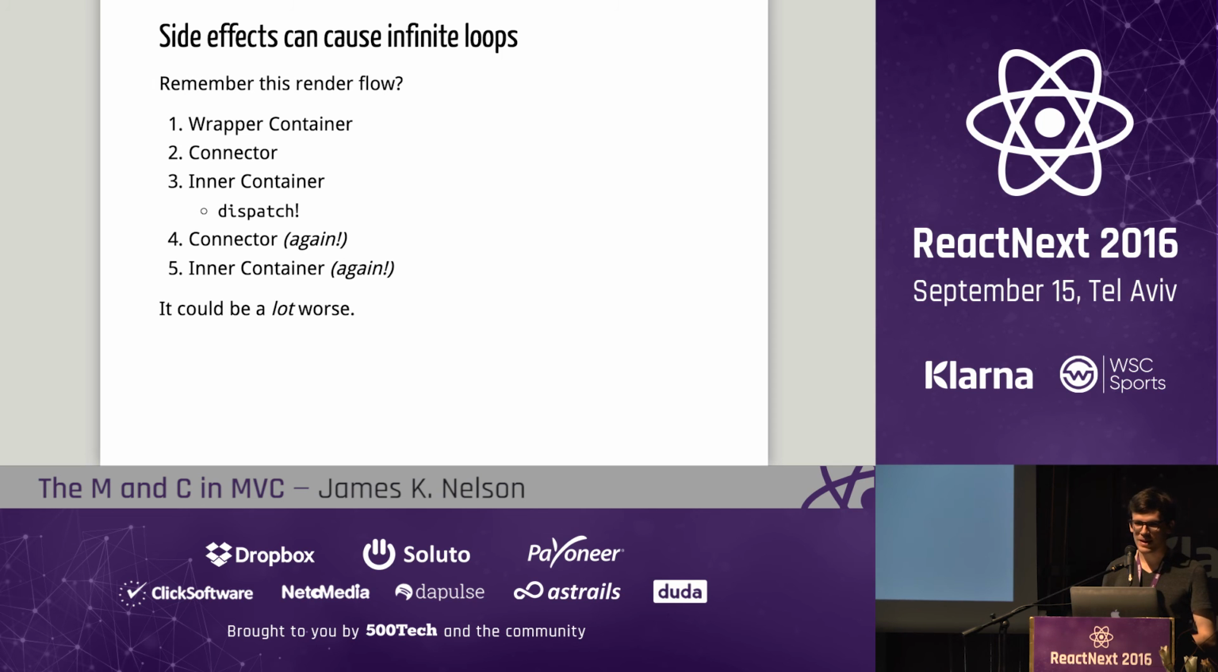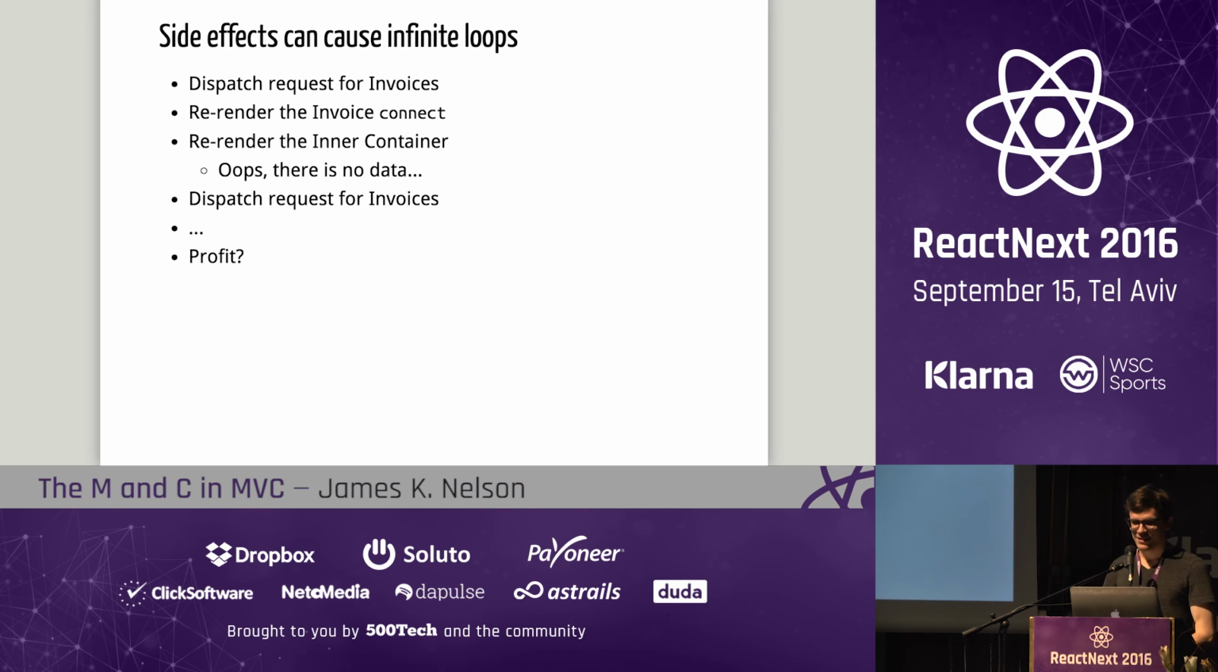And this has happened to me a number of times. Unfortunately, it's happened at least once in production, where I've written something which should have worked, but it didn't, and ended up in an infinite loop, and I had users get really annoyed at me, justifiably. But if we go back, earlier on I showed you the render flow where we rendered one connect decorator, and we rendered 5 times. That could be a lot worse.